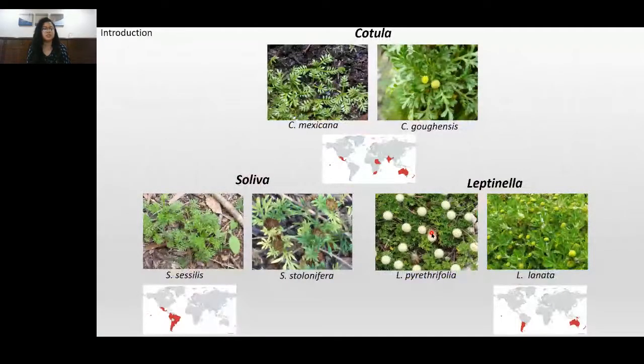Okay, so species from the genus Cotula are mostly found in southern Africa, but there are some species that occur in Australia, Asia, Northeast Africa, and Central America. It is closely related to the South American genus Soliva and the Australian genus Leptinella. The close relationship of these three genera has been discussed by several authors over the years, due to the fact that they have similar morphology. Also, many of the species in these three genera have these disc-like flower heads, as you can see over here. Because of this, many of the species from these genera have the common name button daisies.